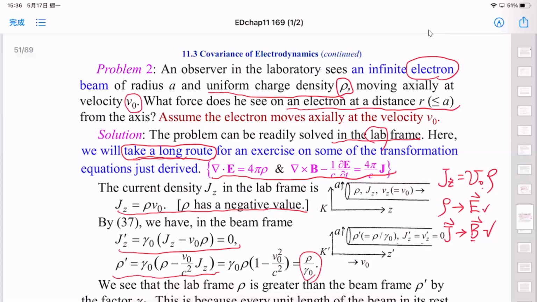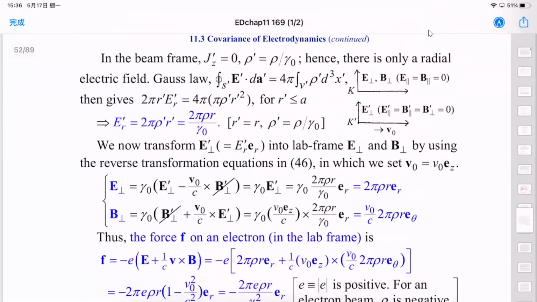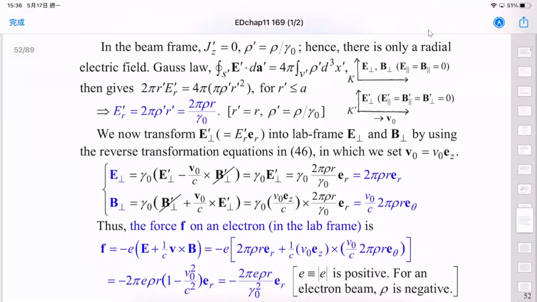That's why we see that the lab frame rho is greater than the beam frame rho prime by the factor gamma 0. This is because every unit length of the beam in its rest frame is length contracted in the lab frame. Okay, in the beam frame, you will see here, hence, there is only a radial electric field, only electric field.